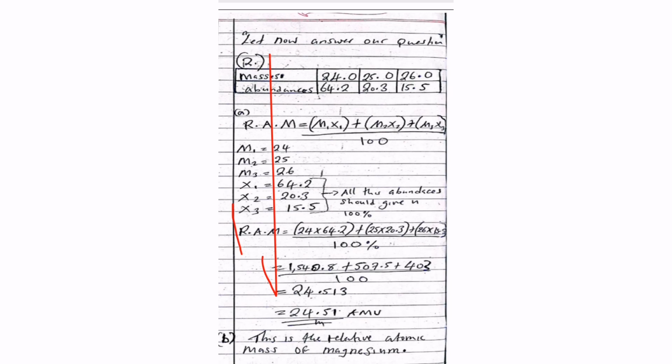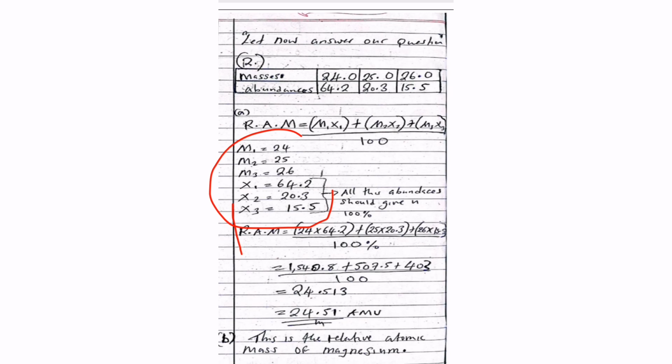So I just categorized it here. In the question, they will give you the abundance of each, and ask you to find the relative atomic mass or average mass. You just collect the data like I did here: mass 1 is 24, mass 2 is 25, mass 3 is 26, and the abundances are 64.2, 20.3, and 15.5.